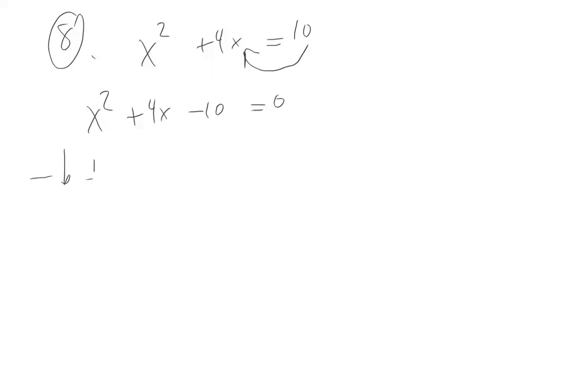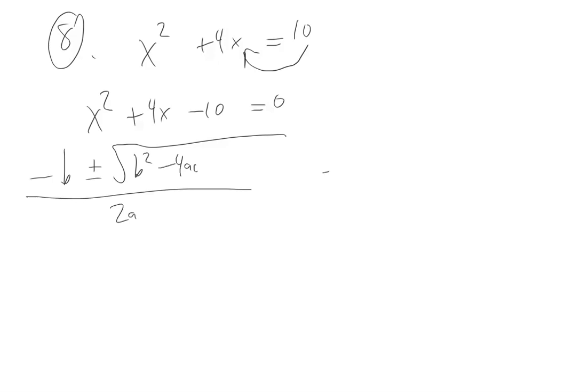So number 8 says x squared plus 4x equals 10. So once again, I'm going to move everything to the left side, or to the same side, which happens to be the left. So x squared plus 4x minus 10 equals 0. Now on this one, I'm going to use the quadratic formula, which is negative b plus or minus the square root of b squared minus 4ac, all divided by 2a.